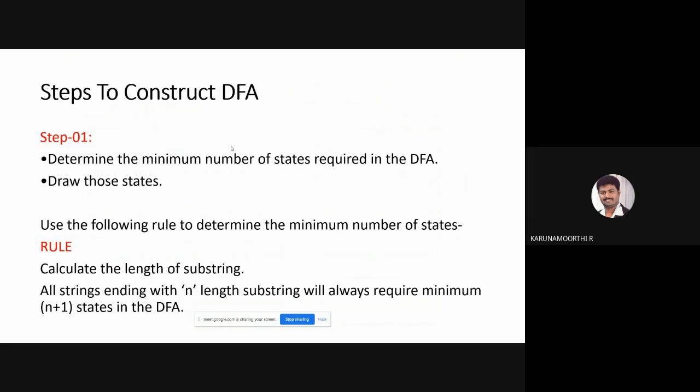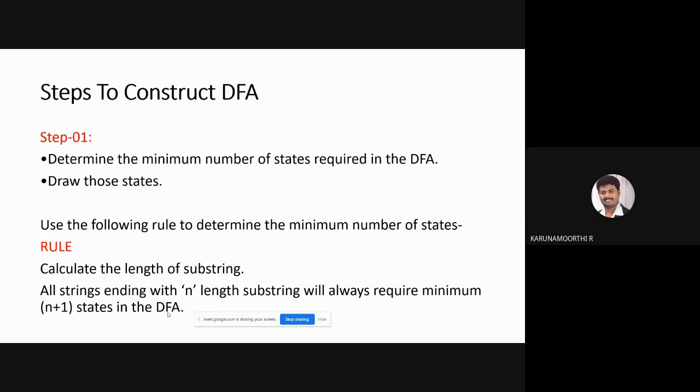Then you have to draw those states. So how to determine the minimum number of states? We want to follow some rule. First, we want to calculate the length of the substring. In the question itself, they may give some information, and that information is your substring. You must calculate the length of the particular substring, and along with that, please add one for your required minimum states in your DFA. That is the thing I have given here: all strings ending with an n length substring will always require a minimum of n plus 1 states in the DFA. Let me show the example so that you all understand better.